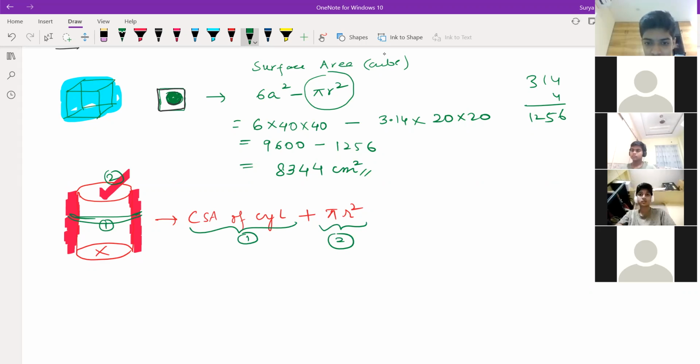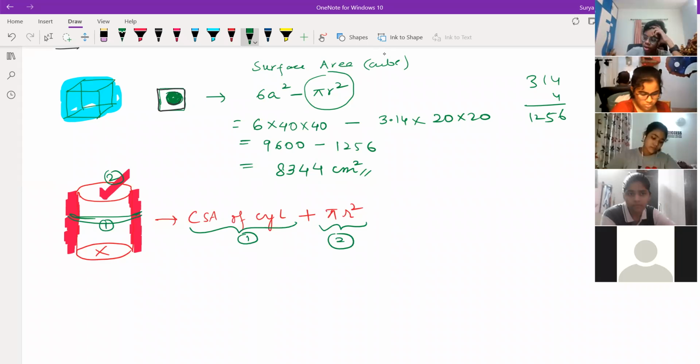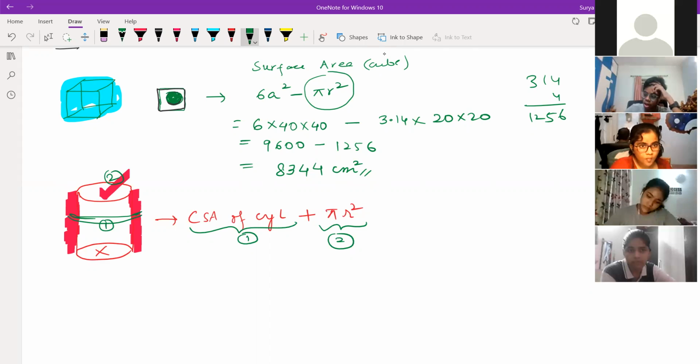Any doubts? The CSA of cylinder is 2 pi r h. Yeah, tell me, Krishna. Sir, we can do like total surface area of cylinder minus pi r square, no, sir? Yeah, anyway, you can do total surface area minus this one, or curved surface area plus 2 pi r square, anyway, we can do, not a problem. Plus pi r square. So now put the value, children.